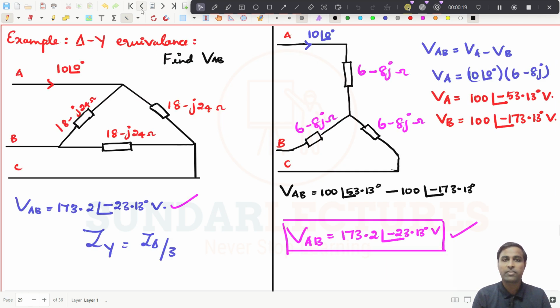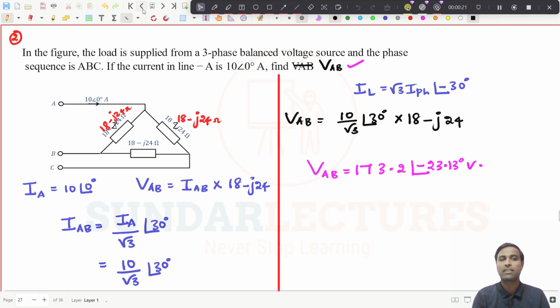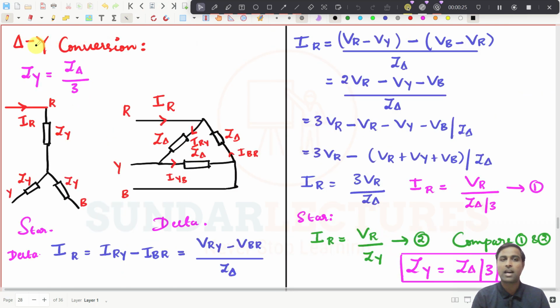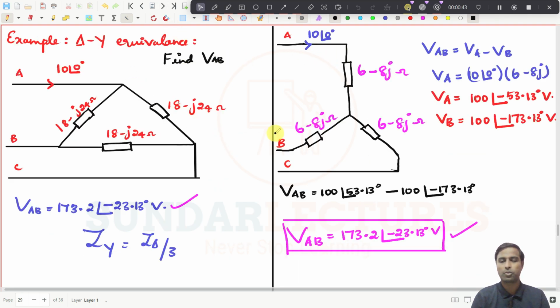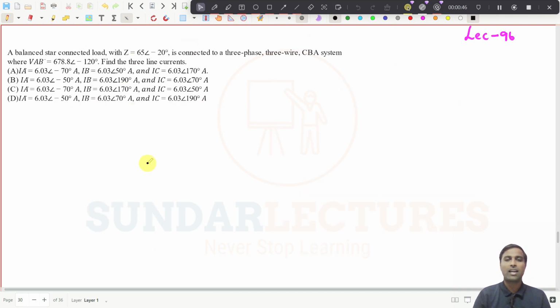So what are the topics we have seen in the previous class? We started with the delta connected problems, and we also saw the star-delta equivalence. You can convert star to delta or delta to star, and you can replace the equivalent impedances with this equation: ZY can be written as Z delta divided by 3. We solved another problem to get an idea, and now in this class we will see some more complicated problems, the understanding level problems.